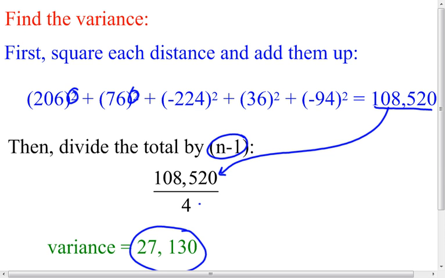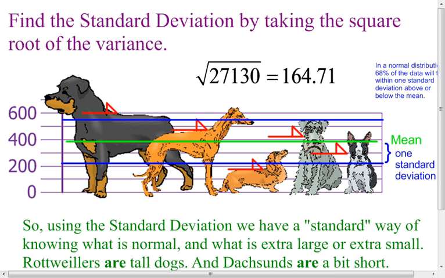If you were in AP Stats, we'd be talking a lot more about that, but we're going to leave it right here. Okay, then you find the standard deviation by taking the square root of that variance number. So the square root of 27,130 is 164.71. So that's the standard deviation in this case.